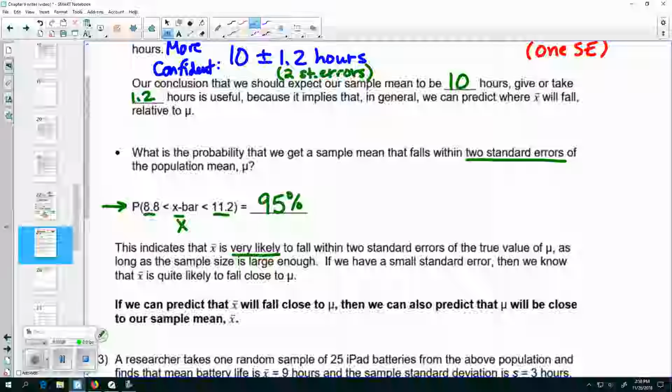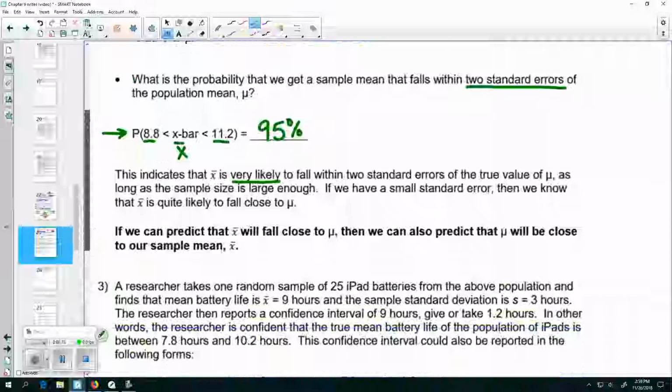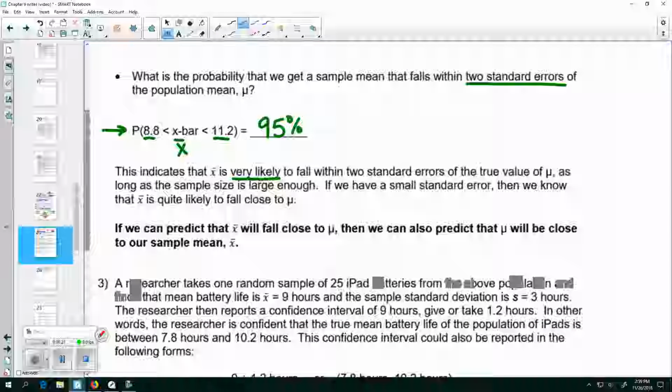And that is true as long as the sample size is large enough. If we have a small standard error, then we know that X bar is quite likely to fall close to mu. All right, and here's a big idea, similar to what we saw in chapter 7. If we can predict that X bar will fall close to mu, the population mean, then we can also predict that the population mean mu will be close to our sample mean, X bar.